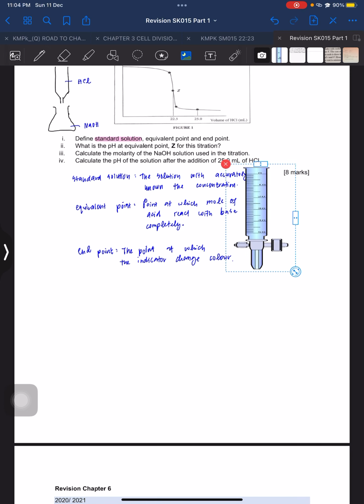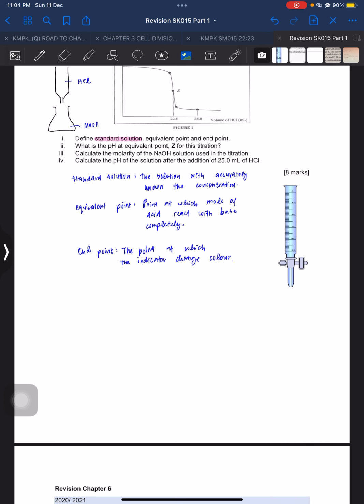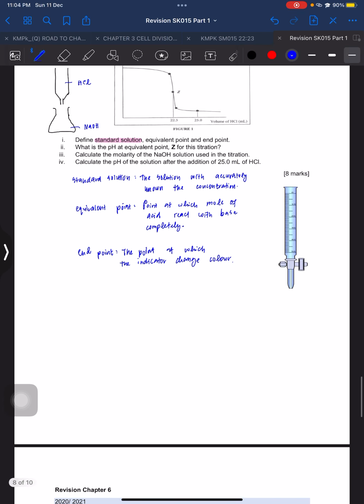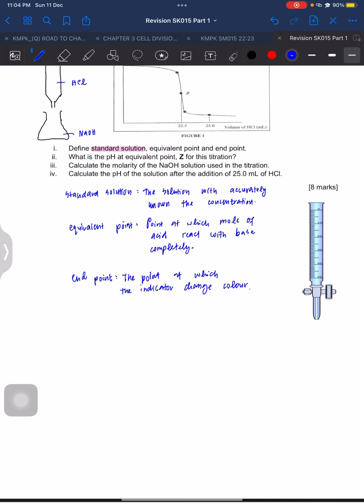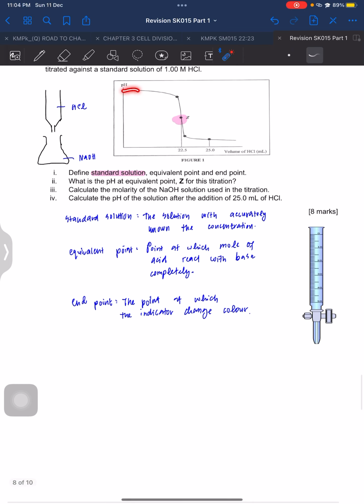Okay, so now what is the pH at the equivalent point of the titration? So basically our Z is here, in the middle. Okay, here is basic, this is acid. It means in the middle. When we say it is in the middle, it is neutral.